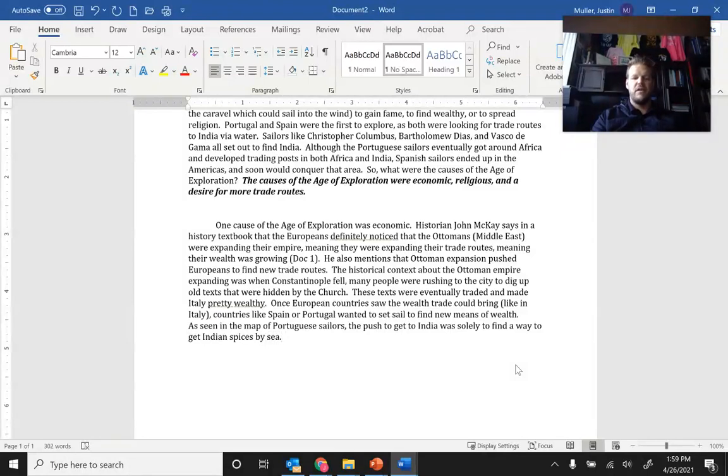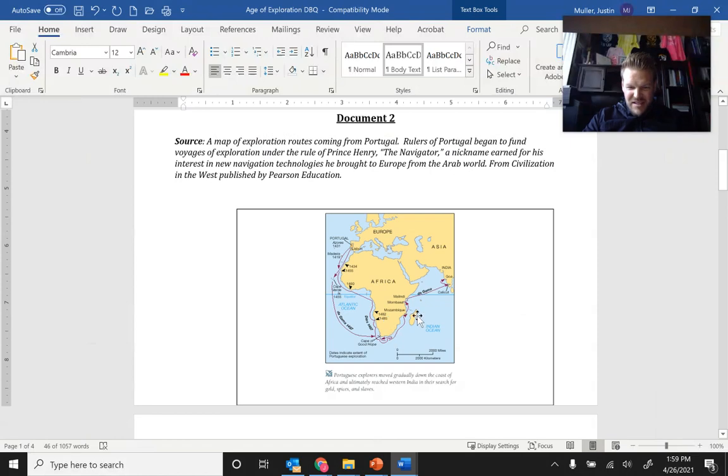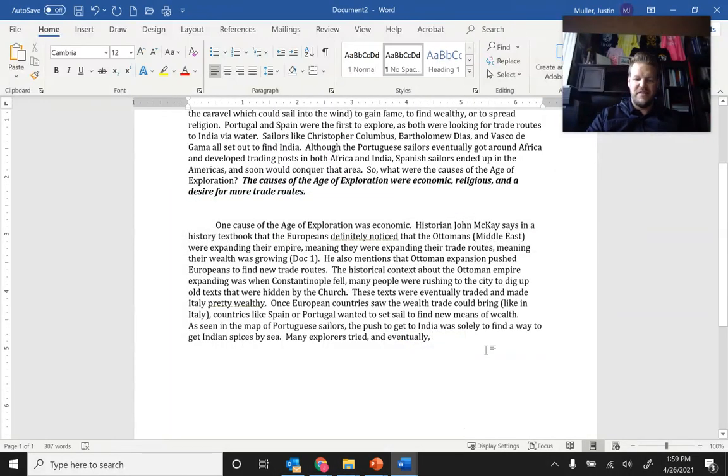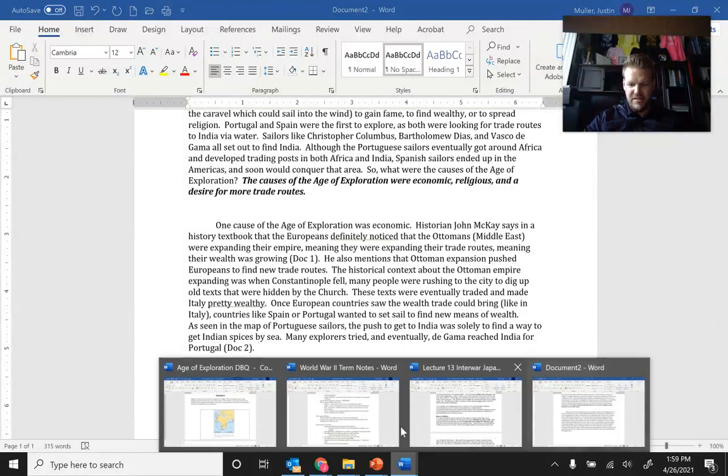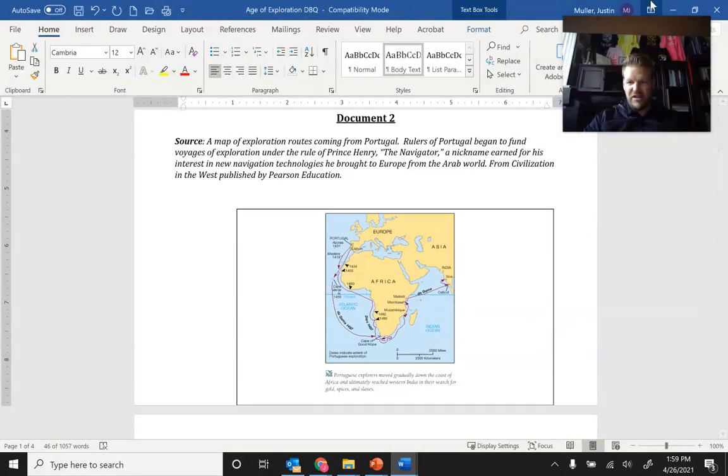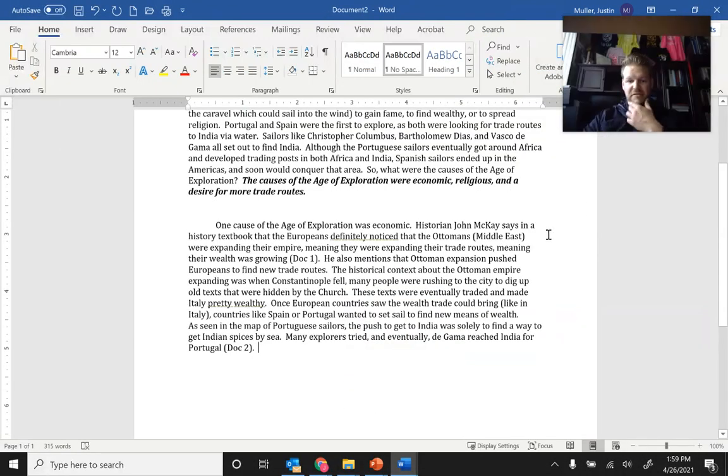Okay. Many explorers tried, and eventually, let's see which one got there. Da Gama got there. Okay, and eventually, Da Gama reached India. Okay, that is Doc 2. That's exactly what happened in the document. It just shows the routes. Actually, was that only Da Gama's trade route? Oh no, there's a few different. Okay, good. I thought maybe it was only Da Gama's, but it was all of them.